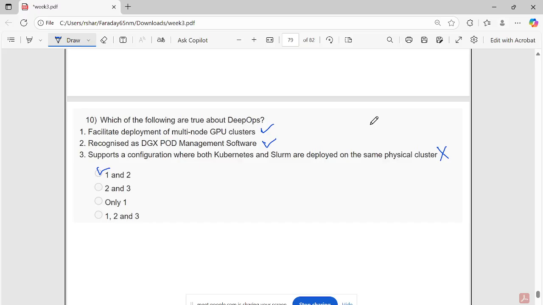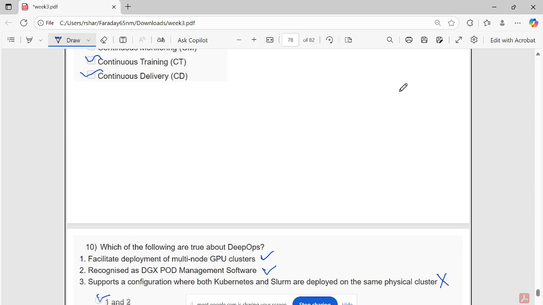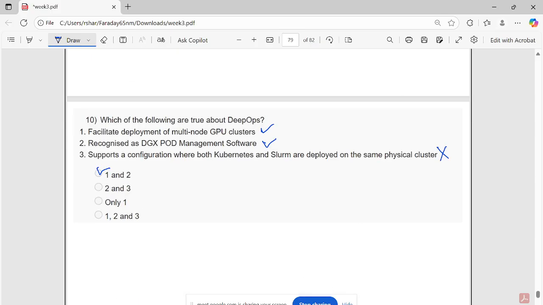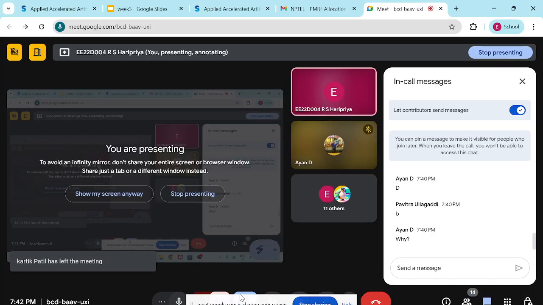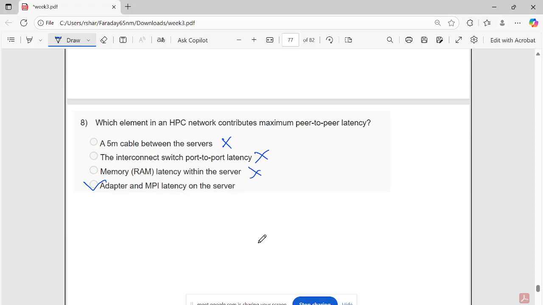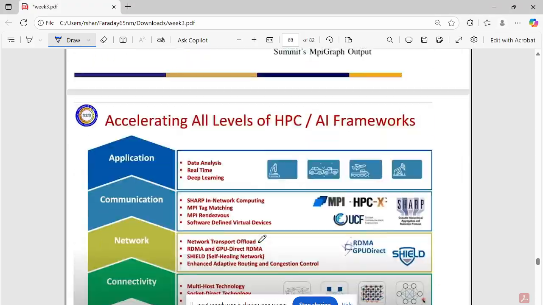Is it clear? Fine. Any doubts? Okay, I just skipped some slides in between, so I will take those up now.